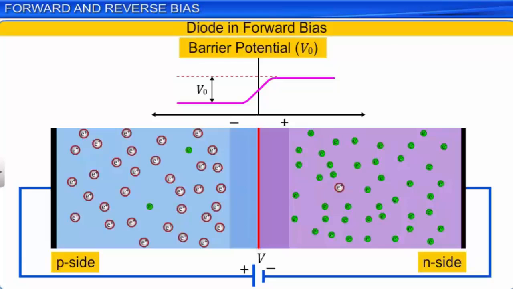When a p-n junction diode is in forward bias, the potential of the p side is raised and now the p side is at a higher potential and the n side is at a lower potential.